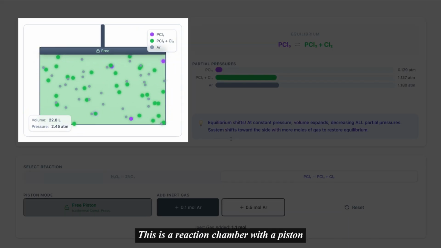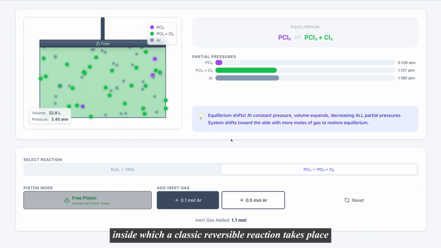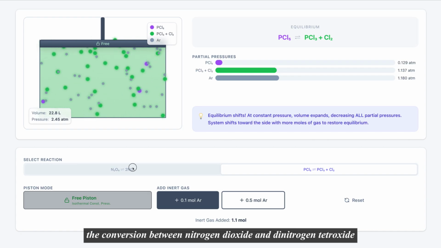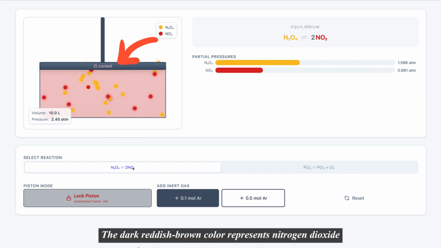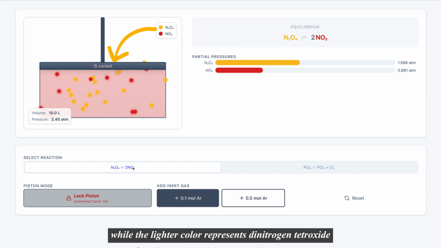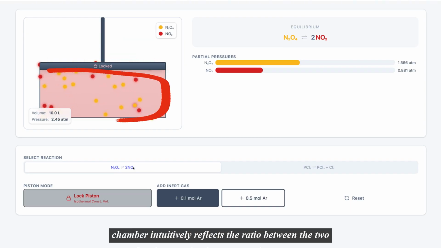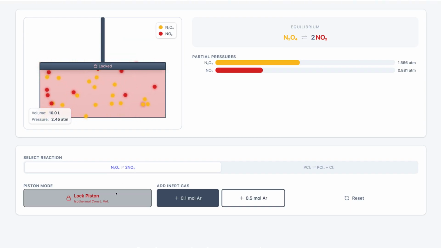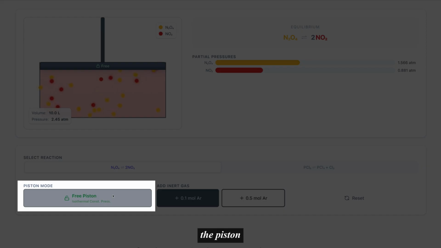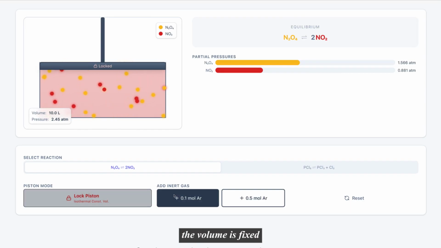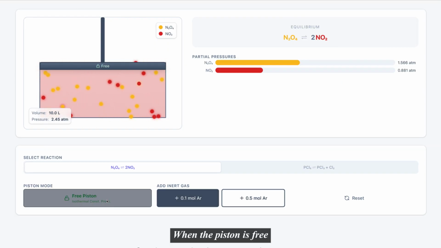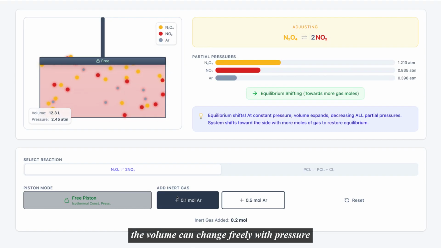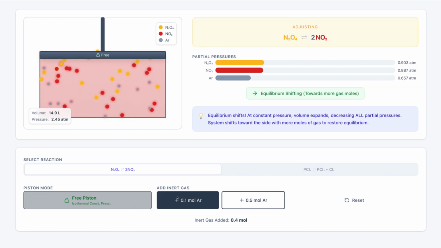This is a reaction chamber with a piston, inside which a classic reversible reaction takes place, the conversion between nitrogen dioxide and dinitrogen tetroxide. The dark reddish-brown color represents nitrogen dioxide, while the lighter color represents dinitrogen tetroxide. The color inside the reaction chamber intuitively reflects the ratio between the two. There is a key variable here, the piston. When the piston is locked, the volume is fixed, meaning constant volume conditions. When the piston is free, the volume can change freely with pressure, meaning constant pressure conditions.